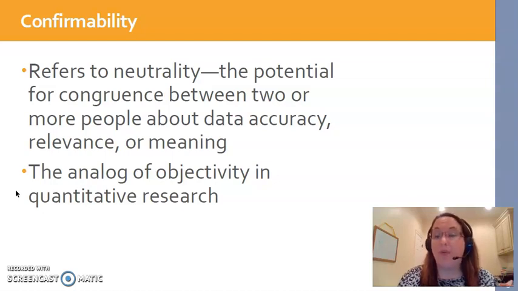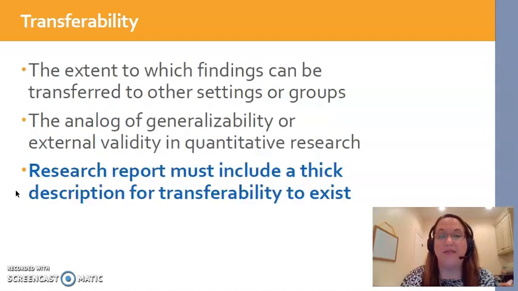That means 2 or more people need to make sure that the data is accurate, that the data's meanings are accurate based on how we've interpreted them from what the participants said. So this has to do with objectivity in quantitative research. So you should, somewhere in the qualitative articles that you read, see where they've talked about 2 or more researchers going through the data analysis process.